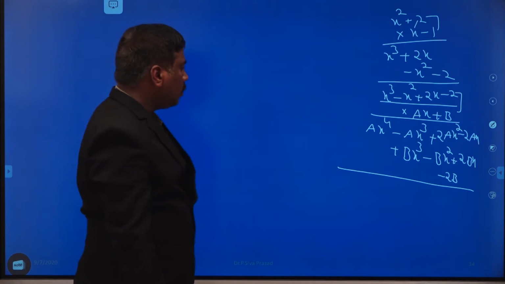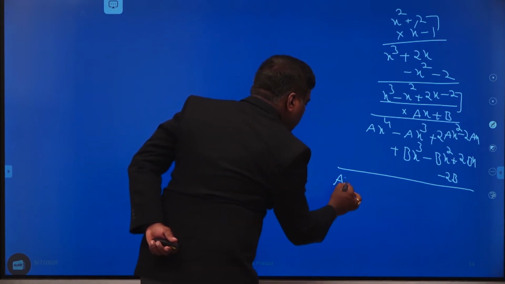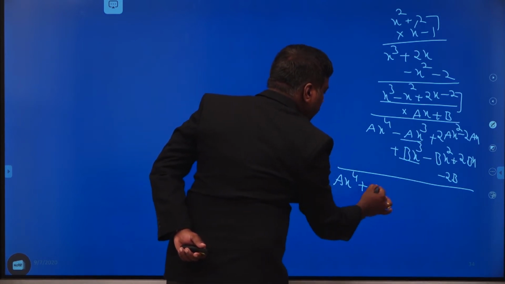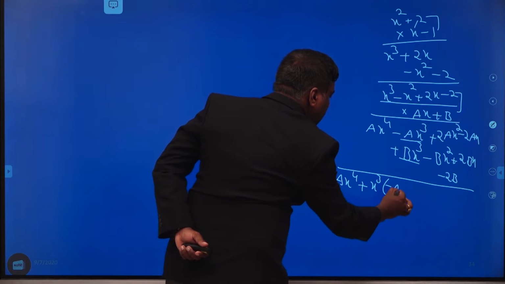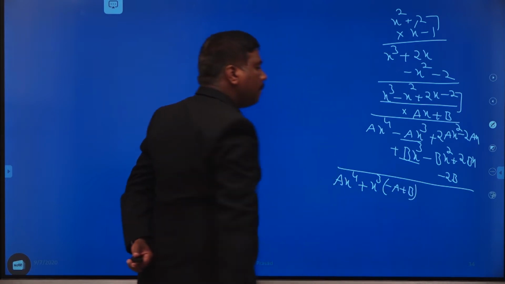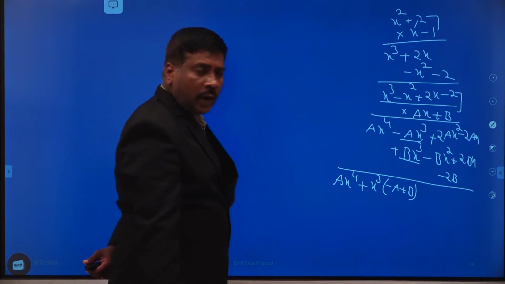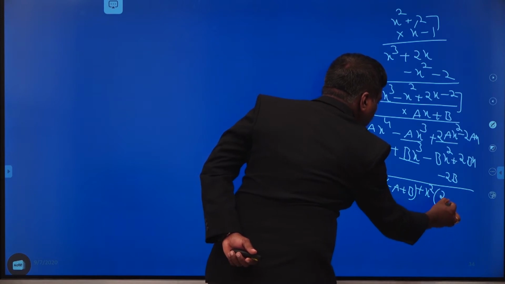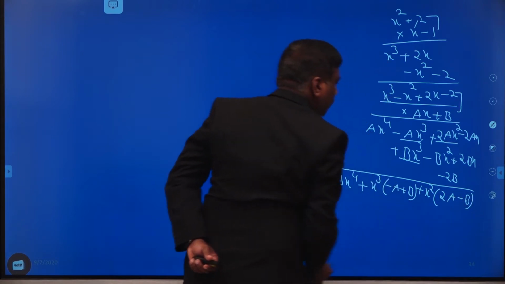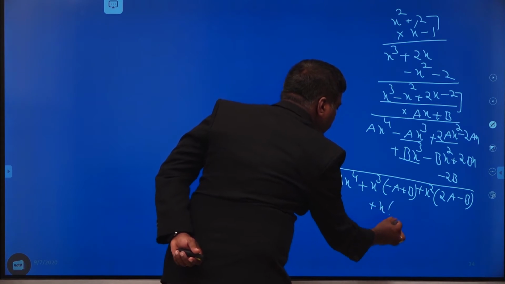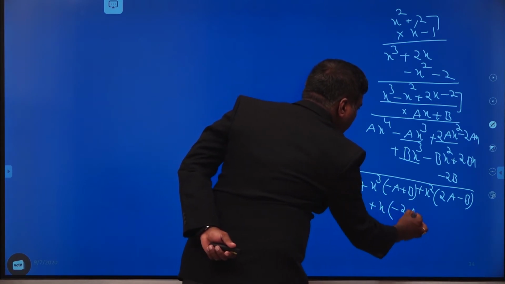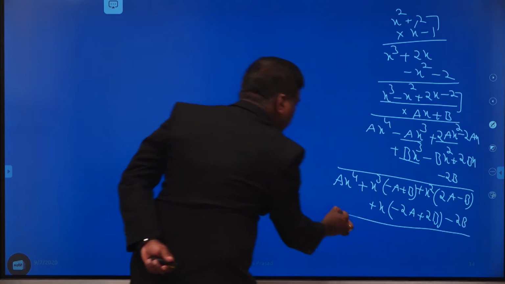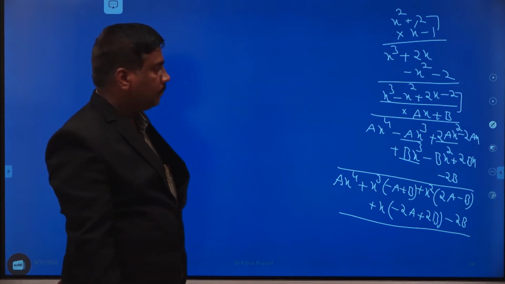Now after adding these two terms, this is ax to the power of 4 plus, from these two terms I have to take x cube common: x cube into (minus a plus b). Now the x square terms: plus x square into (2a minus b). Next plus x into (minus of 2a plus 2b), next minus of 2b. After multiplying this factor, we'll get this relation.